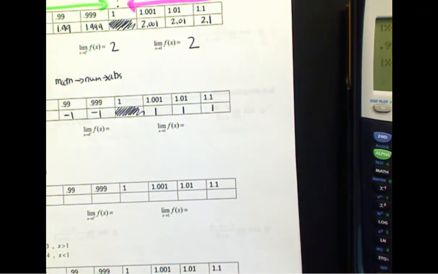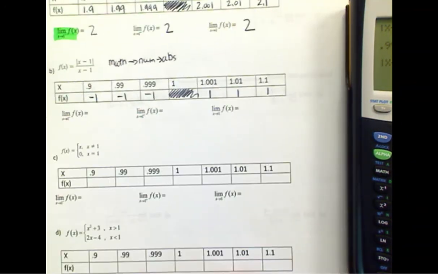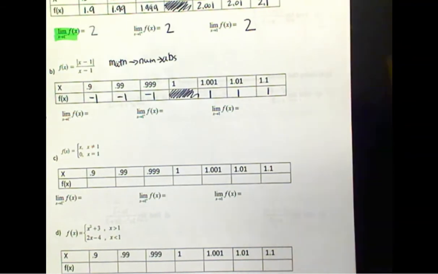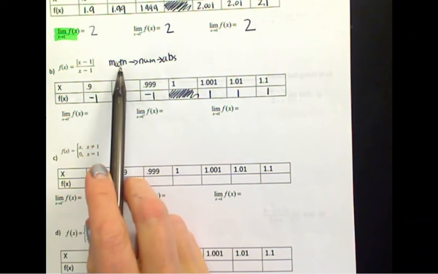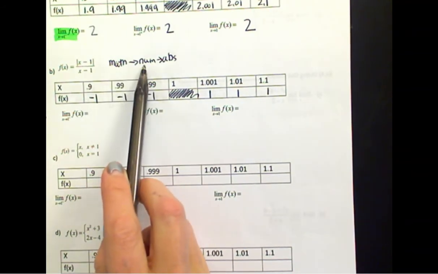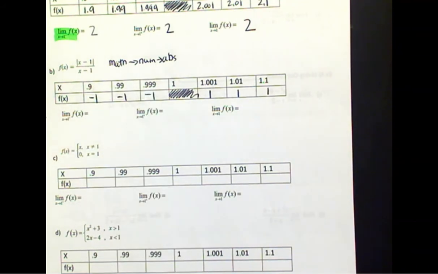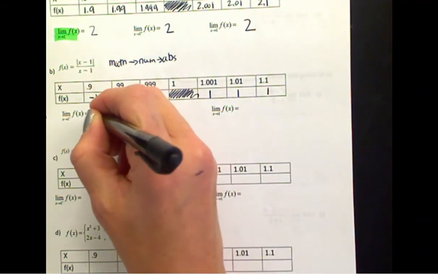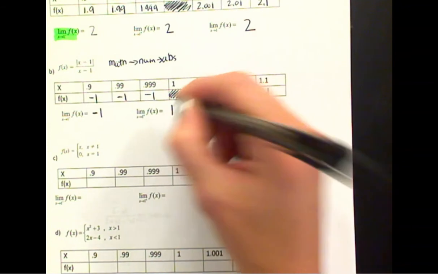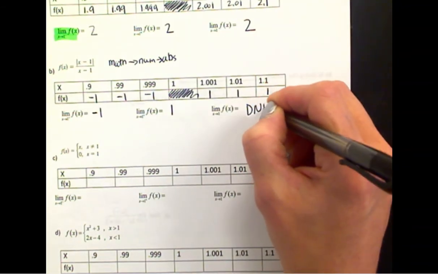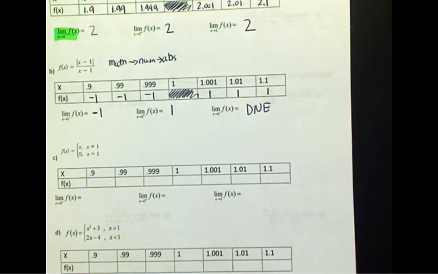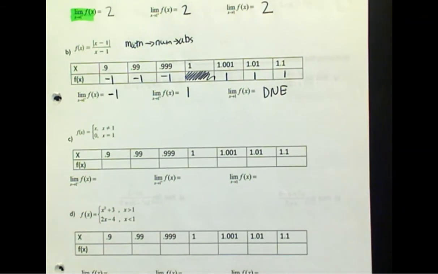Looking at my table, math num ABS. Math, arrow over in a number. Okay, you get -1, 1 does not exist. All right, last two.